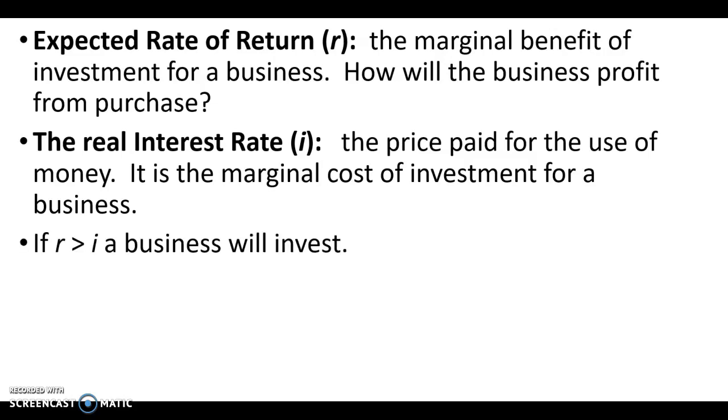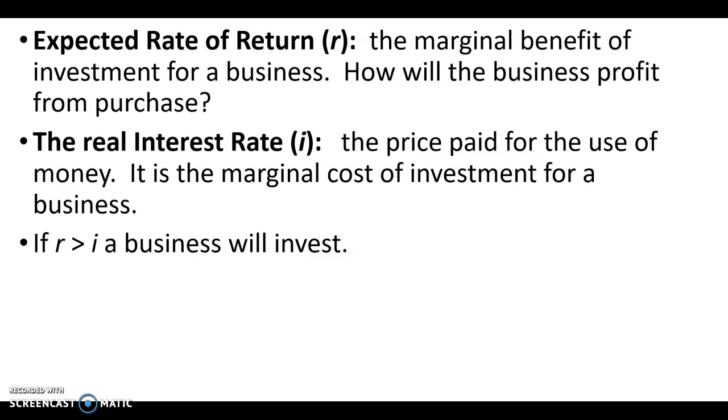So when you look at it, say a business expects, well, I'm going to invest $100,000 and I think I'm going to make 10% off that investment, and the interest rate is only 5%, my expected rate of return is going to be 5%. 10% minus 5 would be my expected rate of return. Then the business is going to be like, oh, I'm going to make 5% off this 100,000, so therefore they would invest in it.